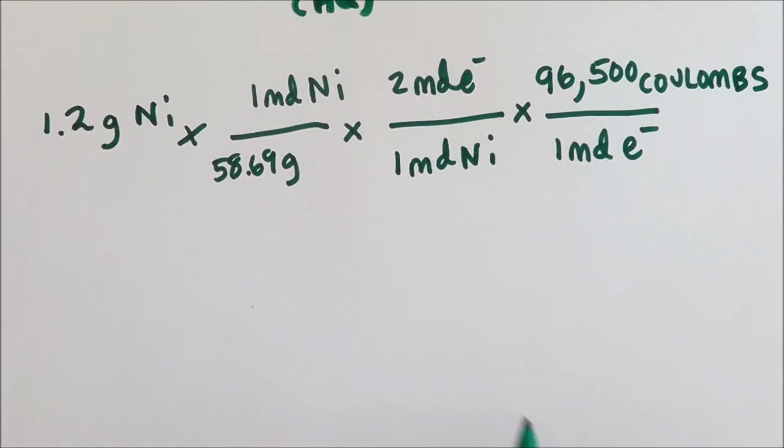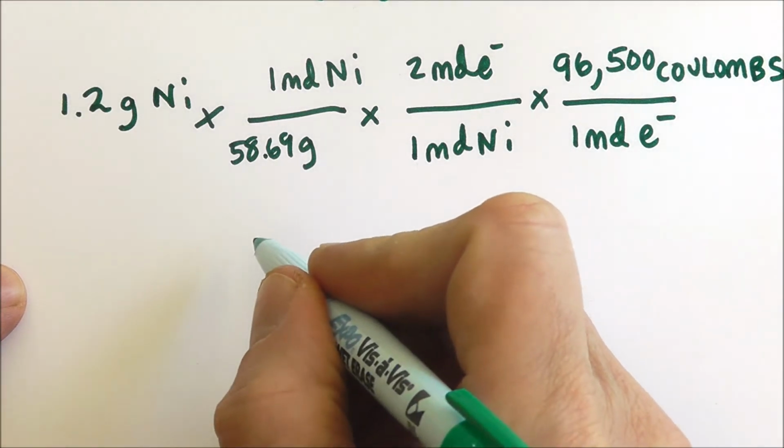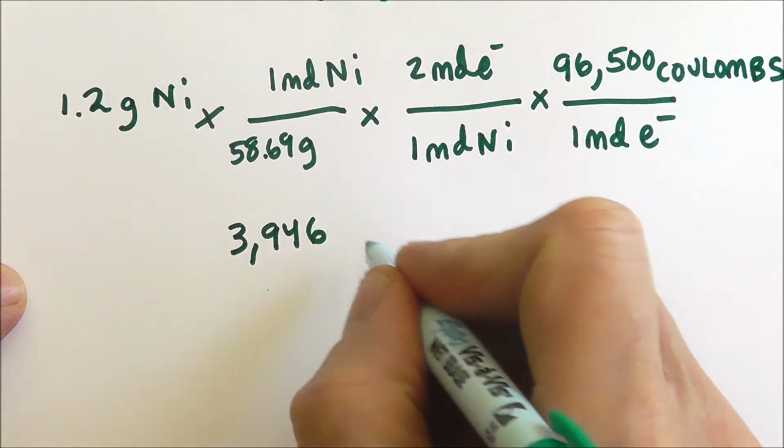All right, so our answer would be 3,000. We'll worry about significant figures later, okay? So 3,946 coulombs.